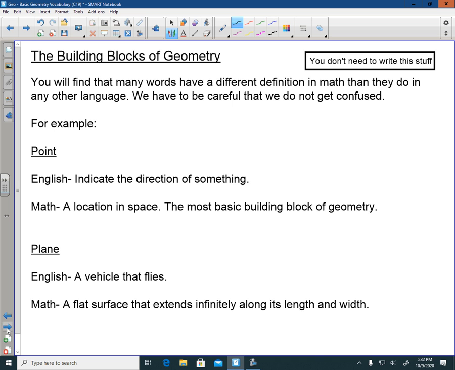But then we get to something like plane. In English, a plane is pretty much a vehicle that flies, but in math, it's very different. It's a flat surface that extends infinitely along its length and width. And when we say flat, it is absolutely contained by the second dimension. There is no height to a plane. Okay? So when we're talking about math words, we have to be very careful about how we think of them and not confuse them with English words that are very similar.